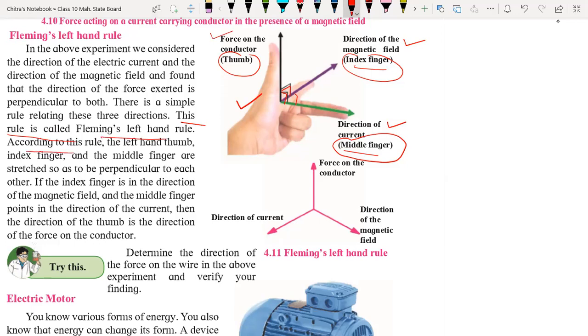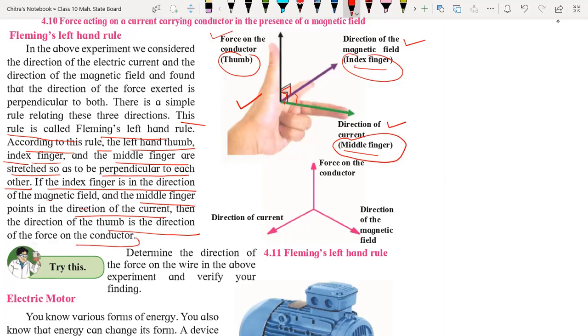According to this rule, the left hand's thumb, index finger and middle finger are stretched in such a way that they are perpendicular to each other. If the index finger shows the direction of magnetic field and the middle finger shows the direction of flow of current, then the thumb shows the direction of force acting on a conductor. So this is the relation between electric current, magnetic field and the force acting on a conductor.